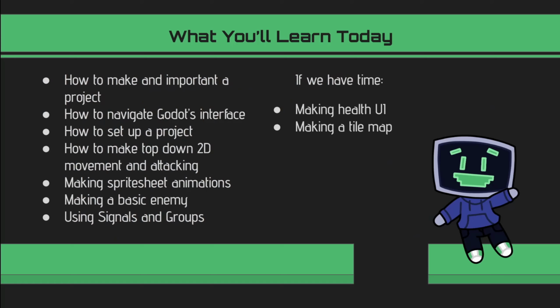All right. So what are you going to learn today? Today you're going to learn how to make and import a project, how to navigate Godot's interface, how to set up a project for a 2D pixel game, how to make top-down 2D pixel movement and attacking, using sprite sheet animations, and making a basic enemy. Technically, you could call it AI. It's not really AI. Using signals and groups. And if we have time, we'll make a health UI and we'll make a tile map.